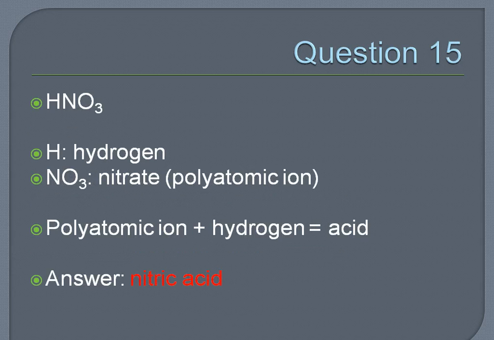Question 15. HNO3. H is just hydrogen, and NO3 is nitrate, a polyatomic ion. Remember, when a polyatomic ion is added to hydrogen, we get an acid. So the answer would be nitric acid. It would be nitric because nitrate has an ending of "ate", which goes to "ic", which would make nitrate nitric. And it's an acid because it contains a hydrogen, so we would get nitric acid.